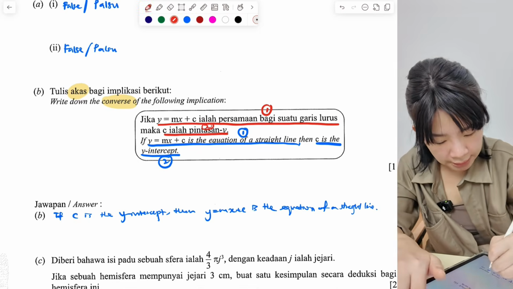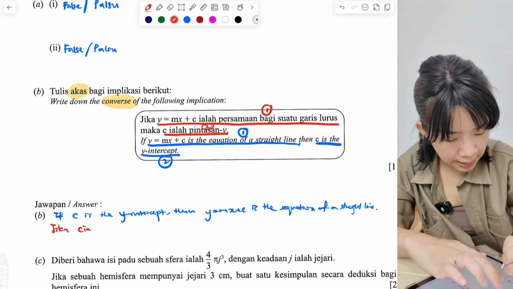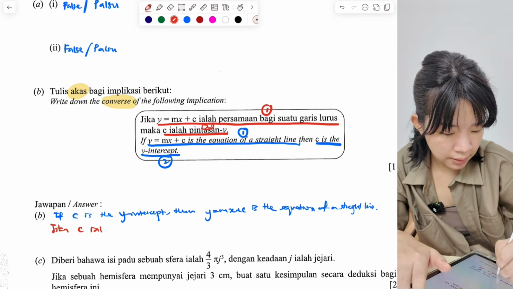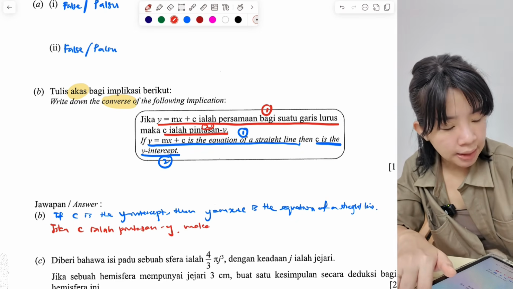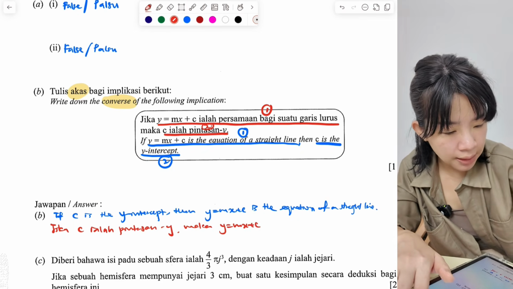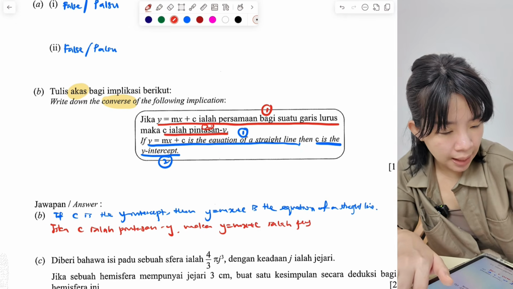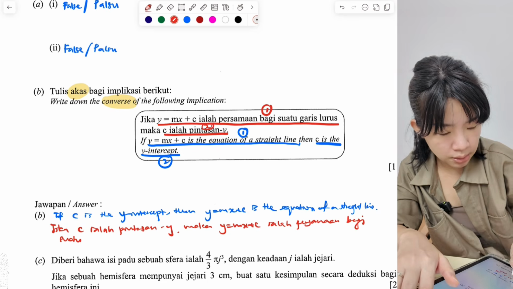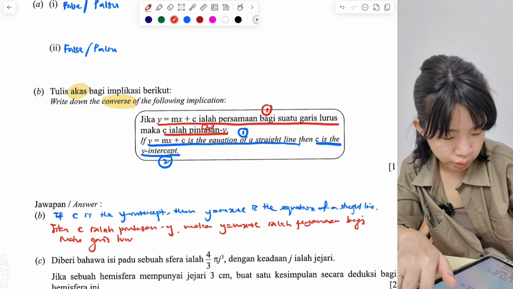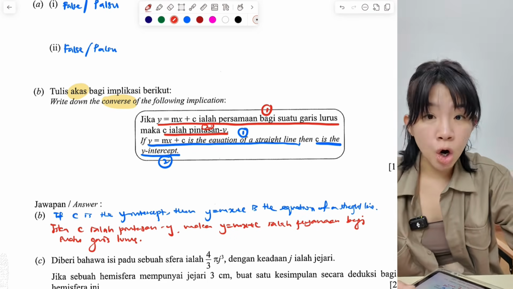So for BM, jika C ialah pintasan Y, maka Y equal MX plus C ialah persamaan bagi suatu garis lurus. Okay, so this is called converse.